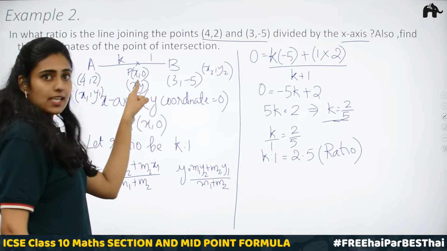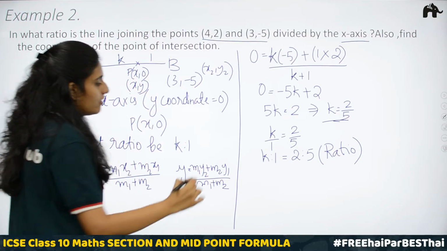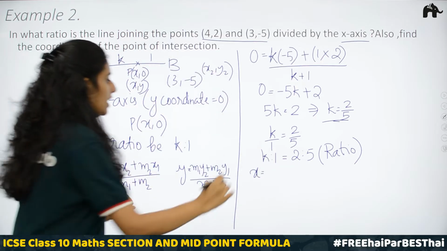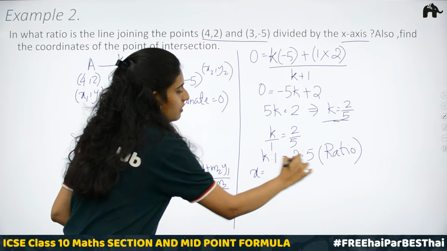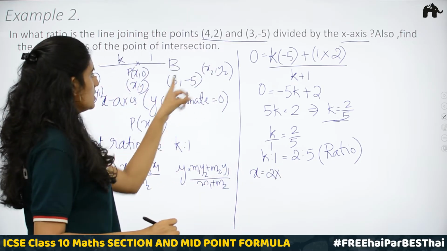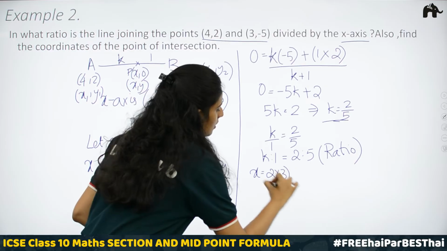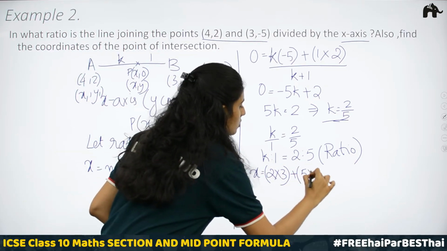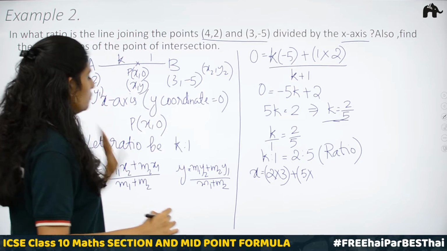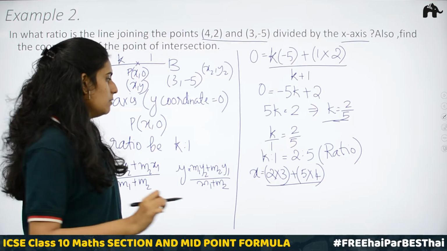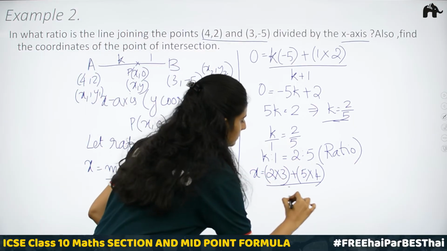Okay, we need this x value. How to find x value? We have a formula. X is equal to m1 x2 plus m2 x1 divided by m1 plus m2. Here we got the value of m1, that is 2. x2 is equal to 3, plus m2 x1, 5 into x1 is equal to 4, divided by m1 plus m2, 2 plus 5.